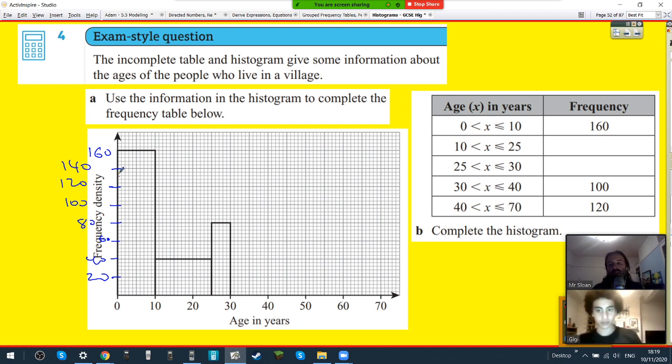Frequency density is the height. Class width is the base. We want the frequency, which is like the area. Oh yeah, you would times. It's 200. Times 15 is 200. Okay. And 40 times 15? No, 600. 600. Okay.